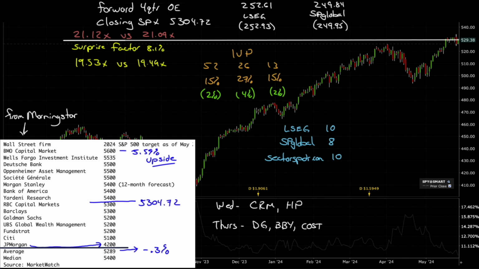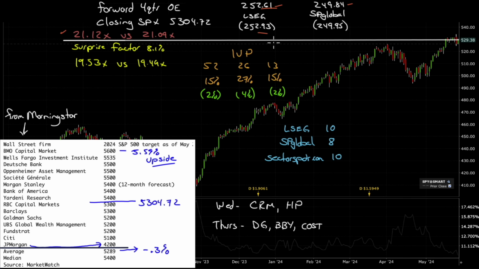All right, let's look at SPY. Hardly moved week over week, closing SPX 5304.72. Looking at our forward 4-quarter operating earnings. Keep in mind this is operating earnings, not EPS. If we look at actually what the EPS is, it is lower than both of these numbers, which means if we're looking at the forward multiple based on earnings per share, it would be much higher than this 21 times forward earnings. We're just stopping at operating earnings here.